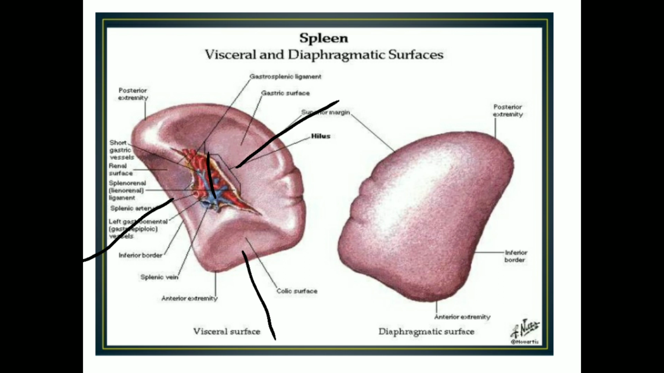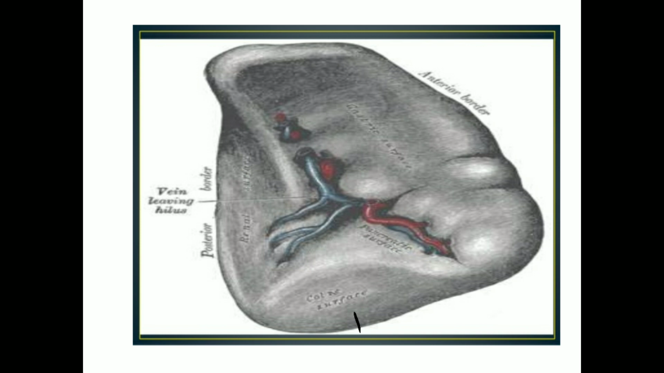Gastric impression for the fundus part of the stomach, renal impression for the left kidney, colic impression for the colon, and the hilum is related to the tail of the pancreas. You have seen the tail of the pancreas is related to the hilum of the spleen. So these are the 2 surfaces you are seeing, the diaphragmatic surface here and the visceral surface here. You can clearly see here the larger ones: gastric, renal, colic and the hilum.